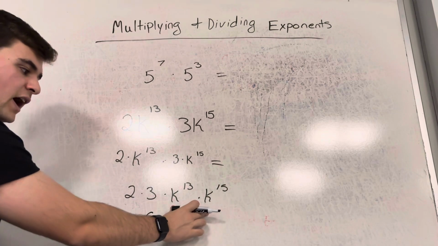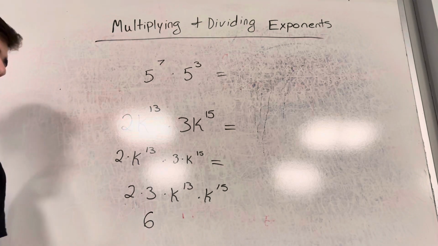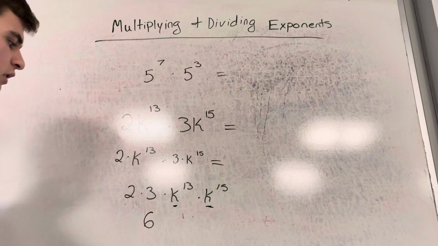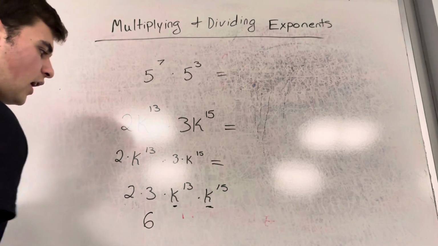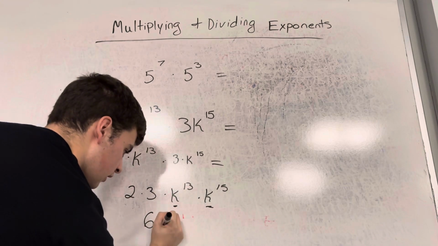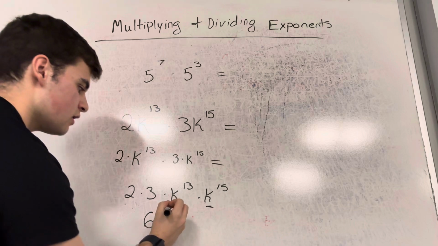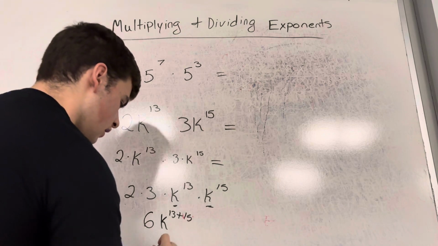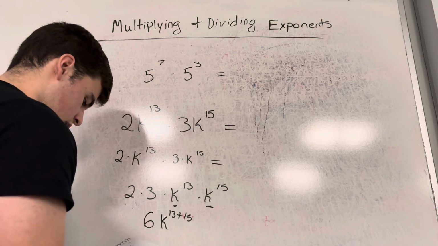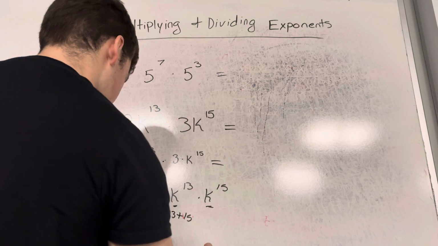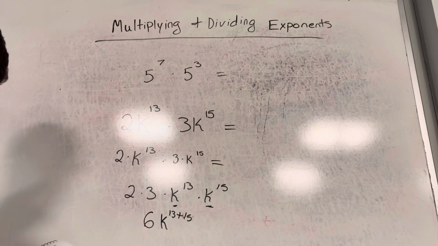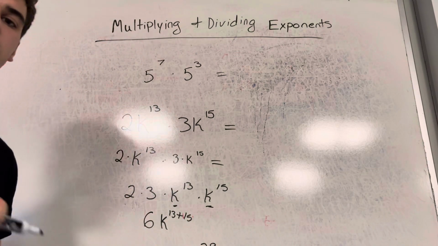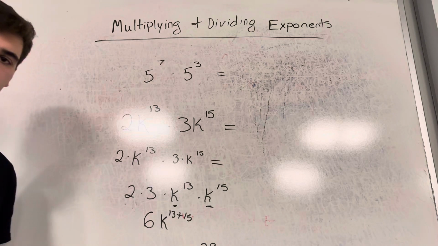So do we have the same base here? The answer should be yes. We have the same base. We see k and k. So if we were to multiply these together, we would add our exponents. So we can see 6 times k to the 13th plus 15. And then if we were to simplify that out, we can see 6k, and when we add 13 and 15 together, we will see to the 28th power. So this is how we are going to multiply our exponents.